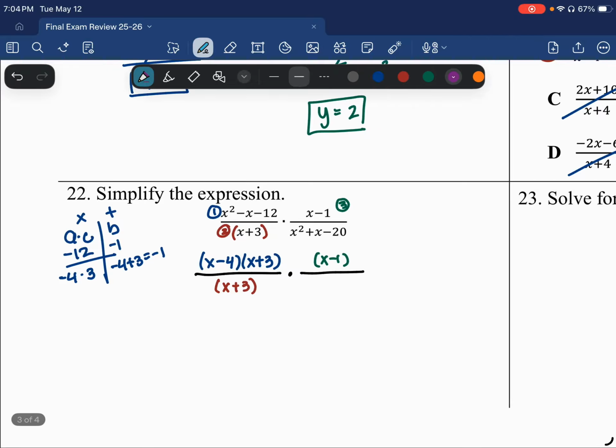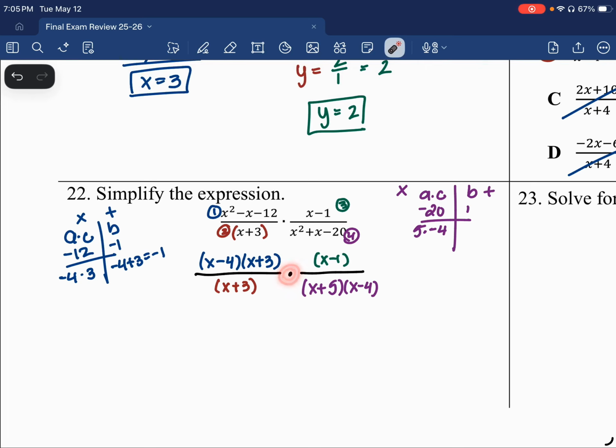And then we have another trinomial. So again, we're going to do the AC method. A times C is negative 20, and B is a 1. So we need two numbers that multiply to negative 20, but add to 1. That would be 5 and negative 4. So again, we can use our shortcut because A is a 1, so our factors are x plus 5 times x minus 4. Now that everything is factored out, we can start to simplify.